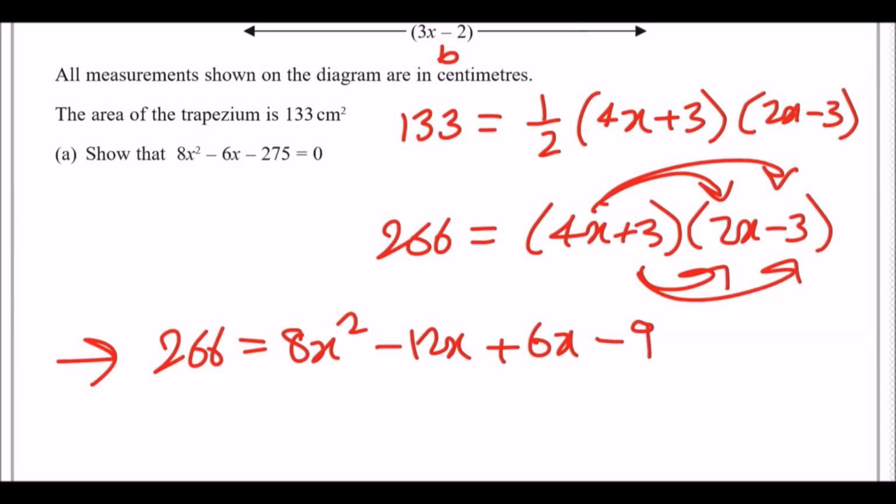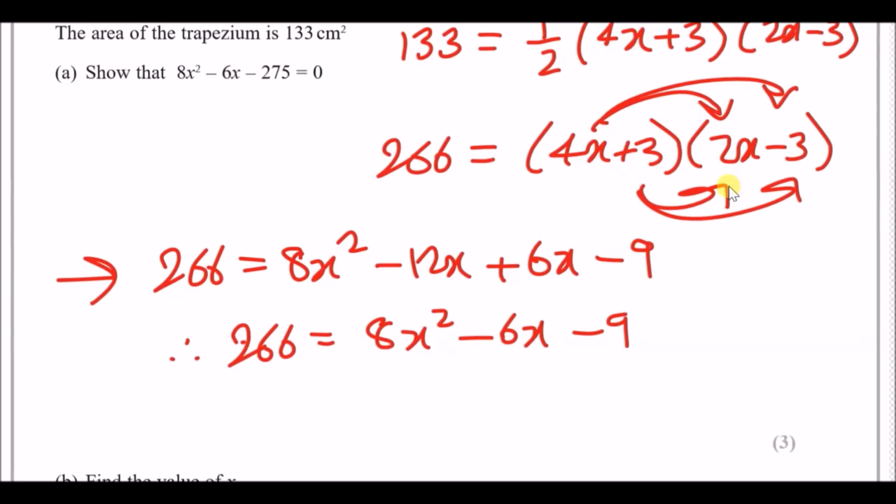And now you just tidy this up. So you have 266 equals 8x squared, minus 12x plus 6x is minus 6x, minus 9, and of course you can just look at the answer. If you subtract 266 across, you're going to end up with minus 275. So yeah, we've pretty much proven it. Just make sure you always write it down.